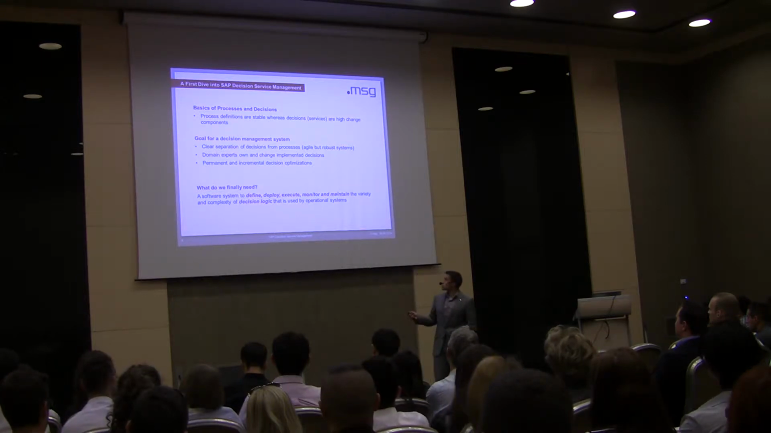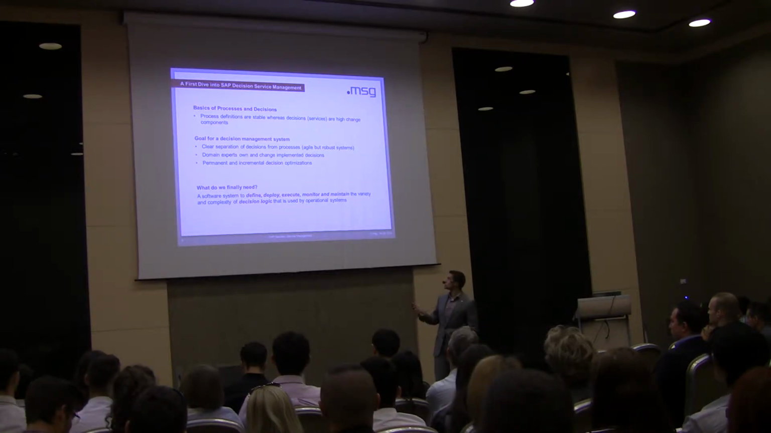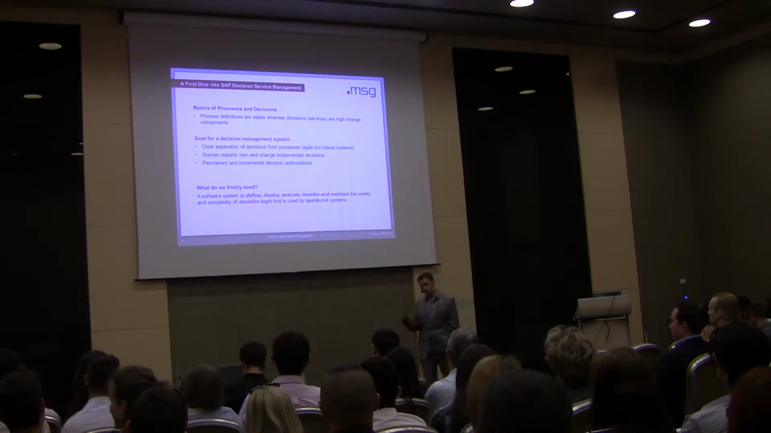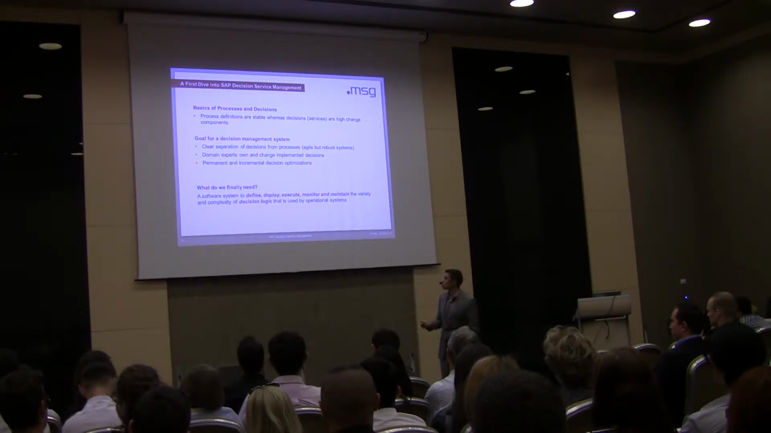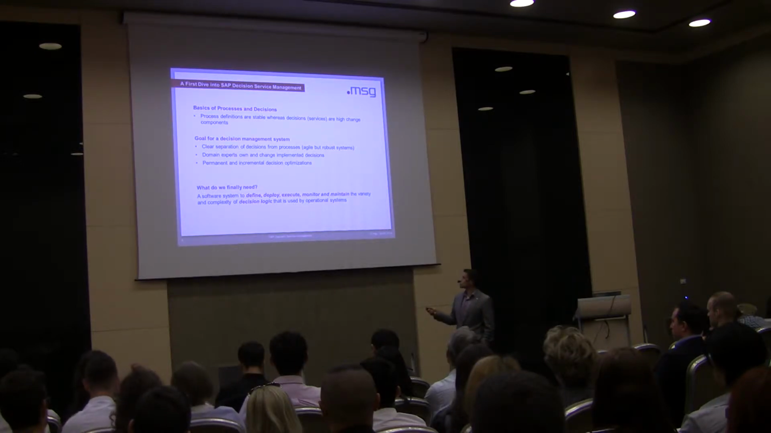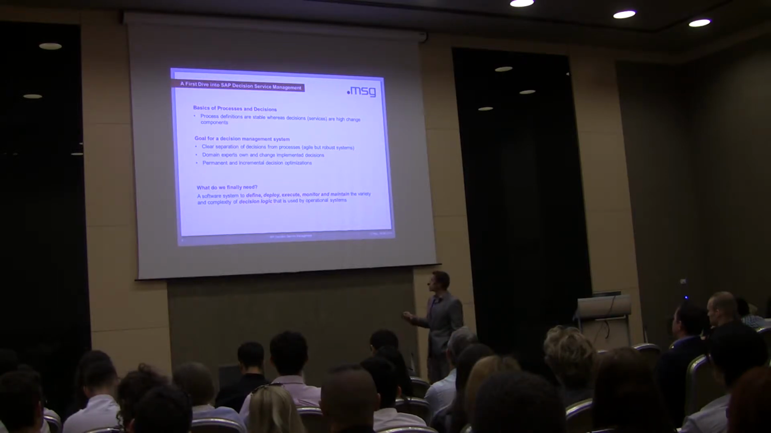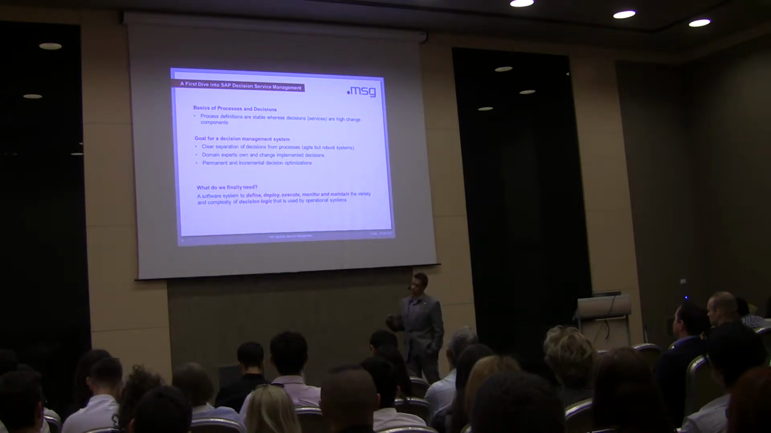So there are clear goals for a decision management system in order to fit these needs of decisions. You need a clear separation between decisions, changing very often, owned by business, and the process, which is quite stable and usually owned by IT when it's implemented. Then you want this empowerment of the domain experts in order to be able to change the implemented decisions, and you want to allow permanent and incremental optimization of your decisions.